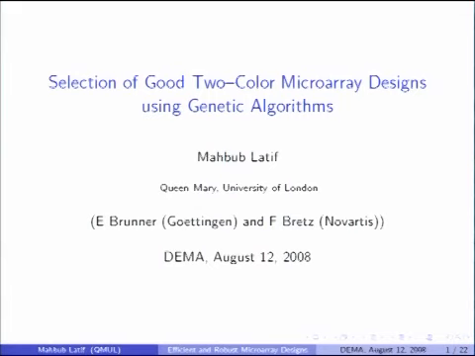Thank you. First of all, I want to say thanks to the organizers for giving me the chance to present my work here. The title of the talk is Selection of Good Two-Color Microarray Design Using Genetic Algorithms. This is joint work with Edgar Brunner of University of Göttingen and Frank Bretz of Novartis Pharma.